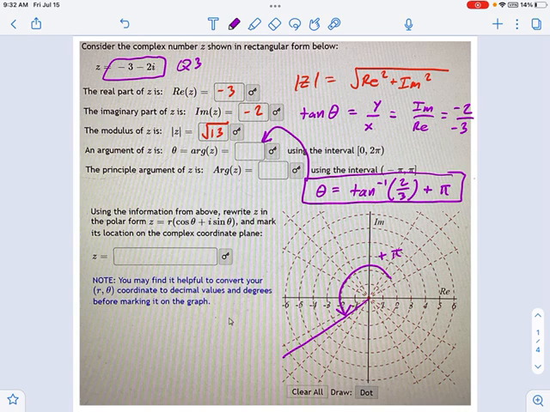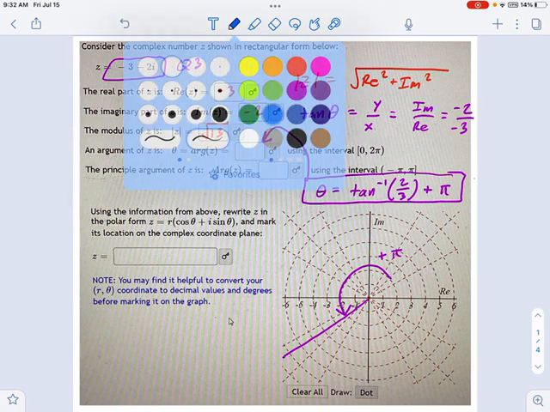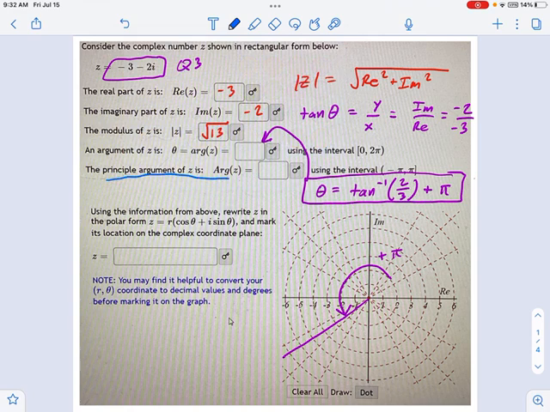Because if the computer says, oh, inverse tangent 2/3, that's quadrant 1, you're wrong. You have to add that plus pi in manually yourself. Last part, let's talk about this guy right here. Principal arguments, Arg with a capital A. We need to use the interval -pi to pi.